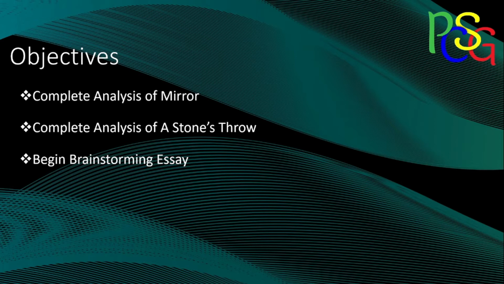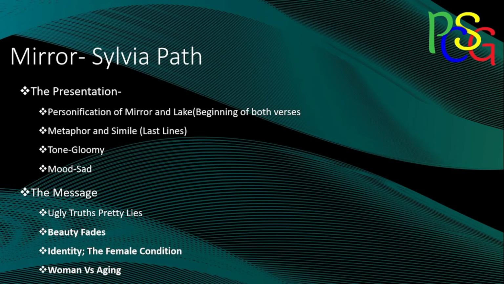Now, the objectives for this class is to complete the analysis of Mirror. Hopefully we can complete the analysis of Stone's Throw and begin brainstorming the essay. I have the essay question there, but we will go back. What we're going to delve a little deeper into this class with Mirror is the impact of these devices here. That is what we're going to be finishing off.